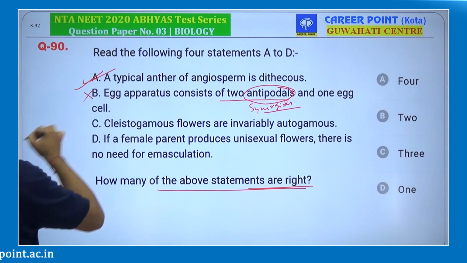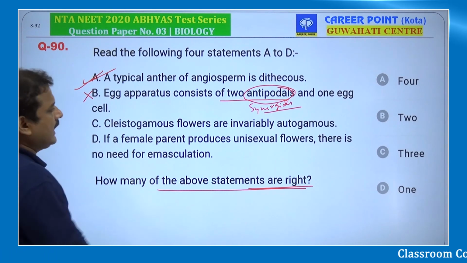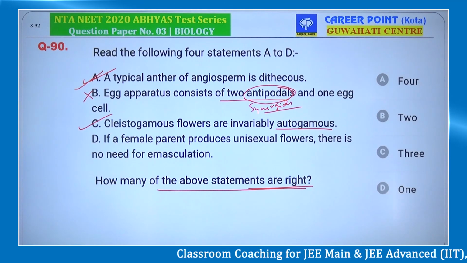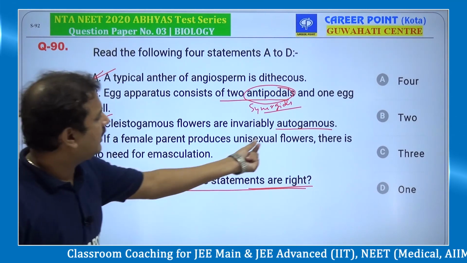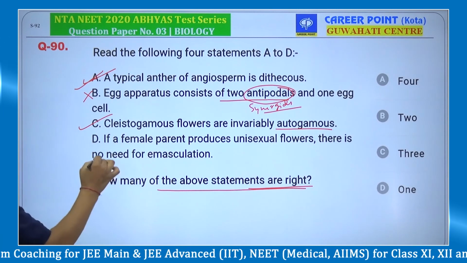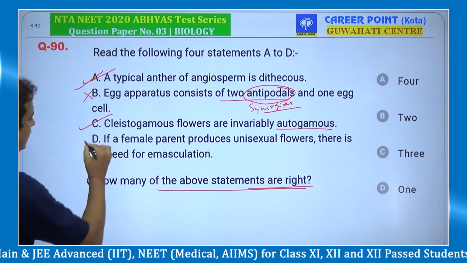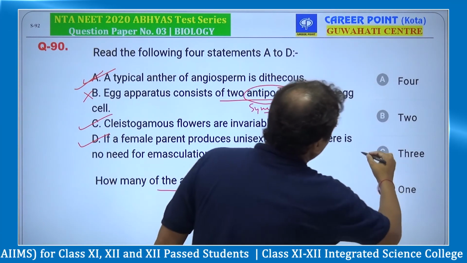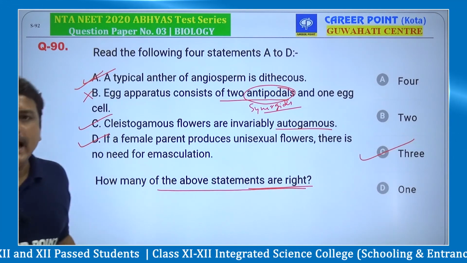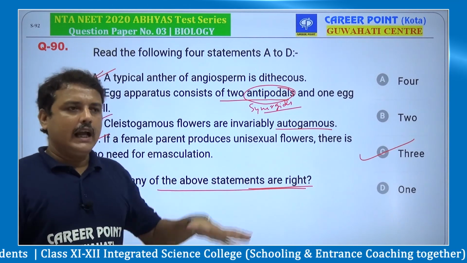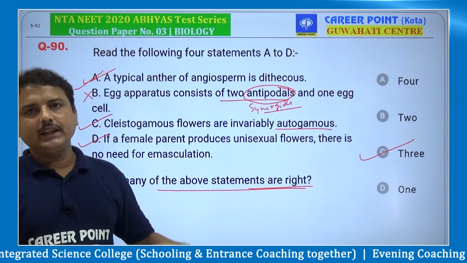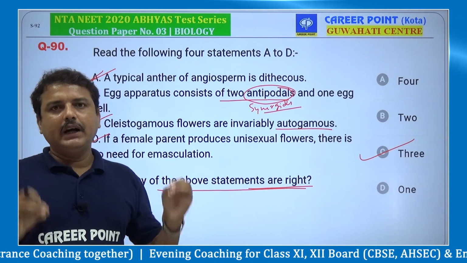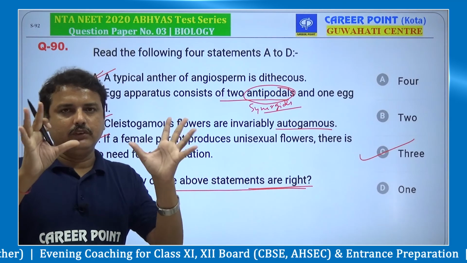So it is wrong. Cleistogamous flowers are invariably autogamous, 100%. Yes. If a female parent produces unisexual flowers, there is no need for emasculation. Yes, it is also correct. So out of these 4 statements, 3 are correct. That is the end of this session and this NTA paper 3. Next I will discuss the NTA question paper 4. Okay, thank you.